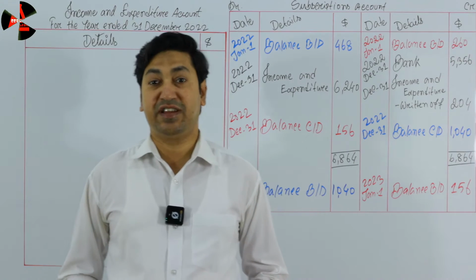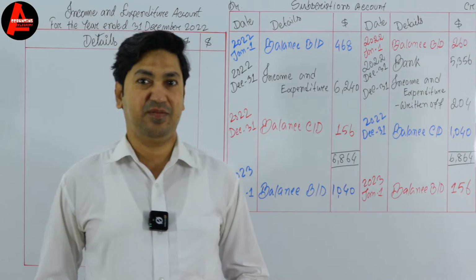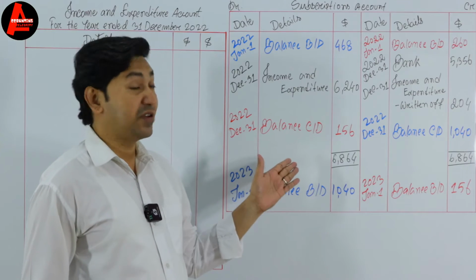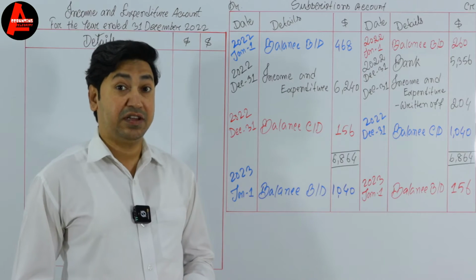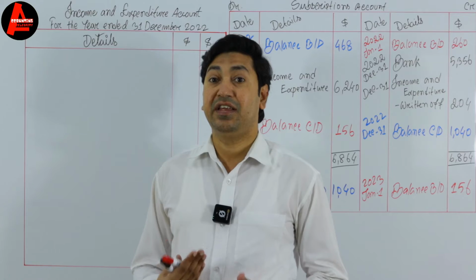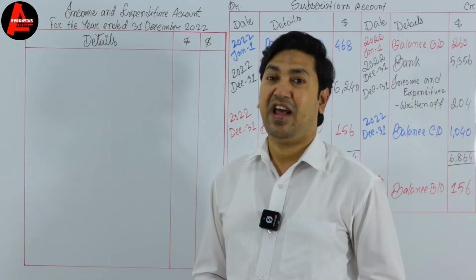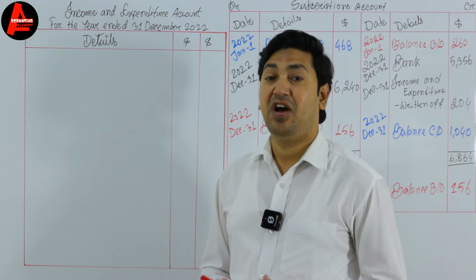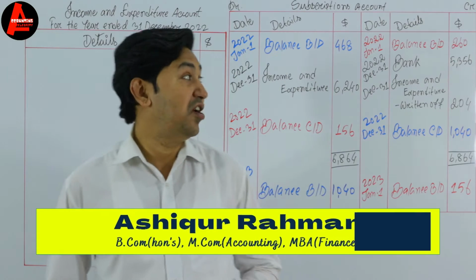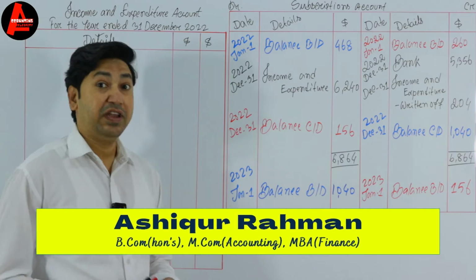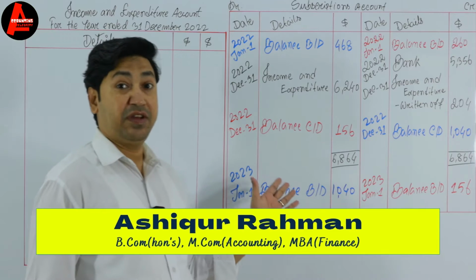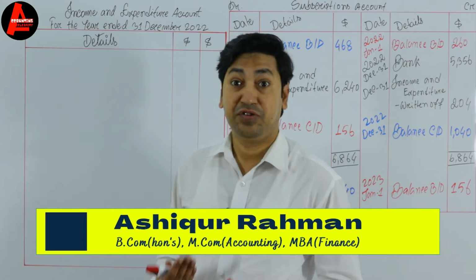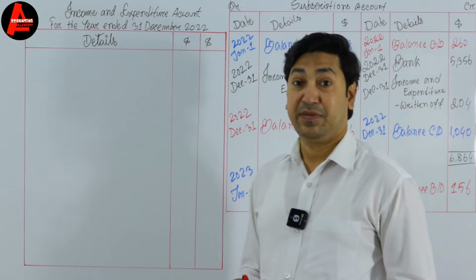Questions from clubs and societies are very common in our exam. In our previous lesson, we learned how to prepare the subscription account. Today in this lesson, our topic is the income and expenditure account, which is a part of the income statement of a club and society. I recommend you watch our previous tutorial on the subscription account, then come back here to understand how to prepare the income and expenditure account.